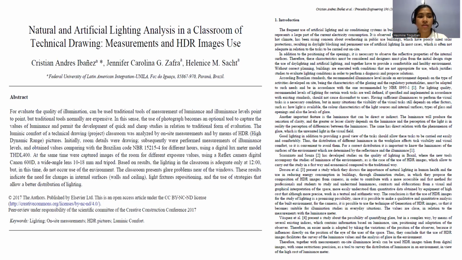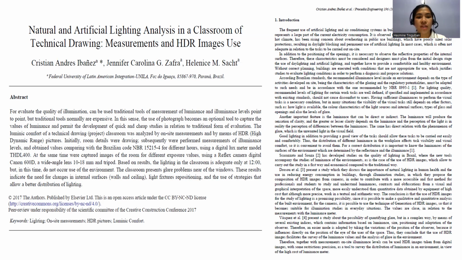The luminic comfort of a technical drawing classroom was analyzed by on-site measurements and by means of HDR, or high dynamic range, pictures. Initially, room details were drawn. Subsequently, measurements of illuminance levels were performed and the values obtained compared with the Brazilian code NBR 15215-4 for different hours, using a digital lux meter, model DHDL400. At the same time, images of the room were captured for different exposure values, using a digital reflex camera Canon 600D, a wide-angle lens 10 to 18 mm and a tripod.